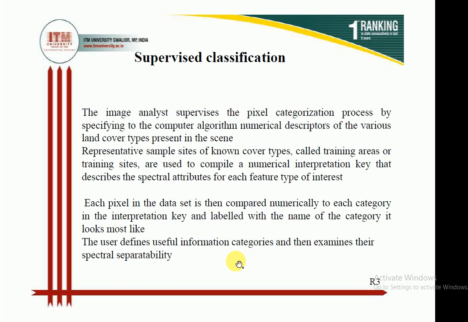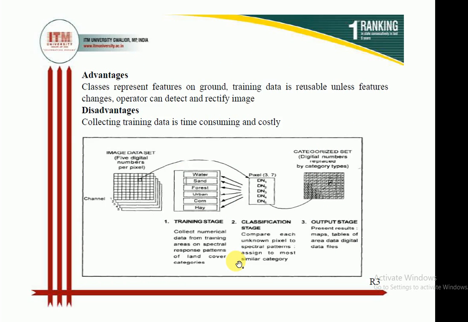In the supervised classification, what happens? Certain grouping is not done. In this, some training sets are made. And what is the training set? Training sets are the areas from where the information is to be collected. So there are certain training sets, and they are categorized on the basis of digital number or on the basis of the brightness factor which they hold.